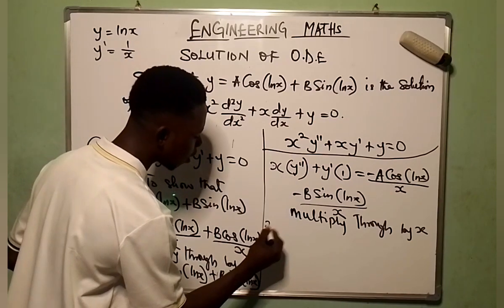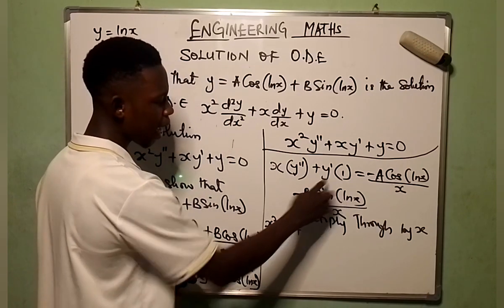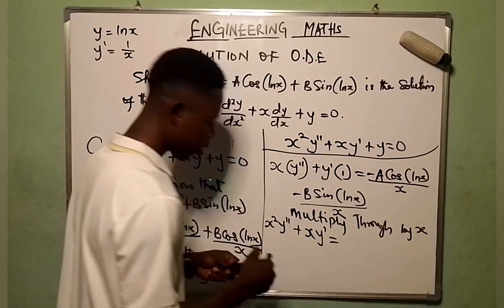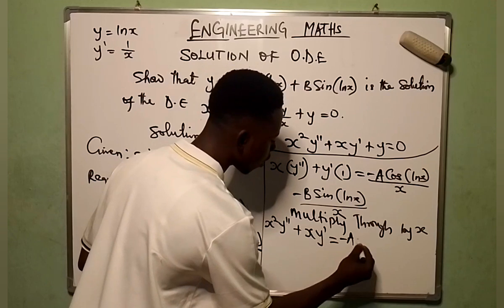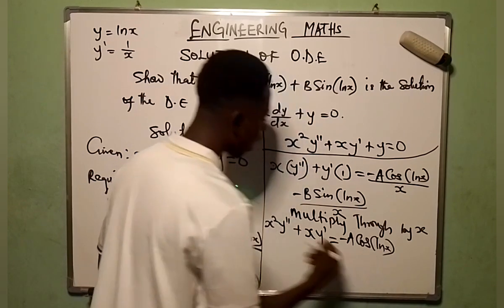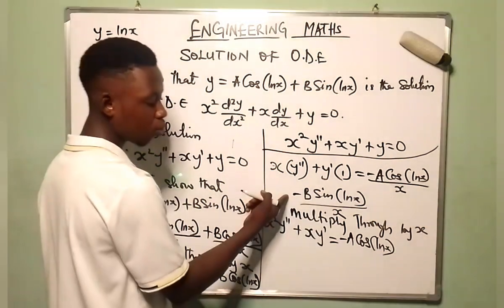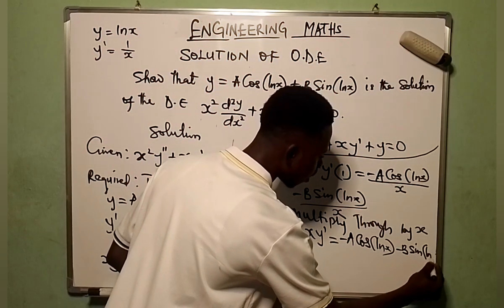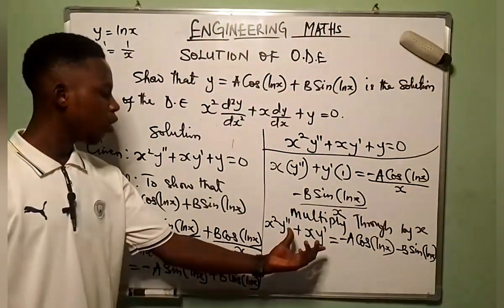If you multiply this here by x, you are going to have x square y prime prime plus xy prime equal to, if you multiply this by x, you eliminate this, you now have minus a cos ln x. Now if you do the same thing here, this x will cancel the x you are multiplying through. You will now be left with minus b sin ln x. I'm sure you are following what I am doing. Now what do we do next?